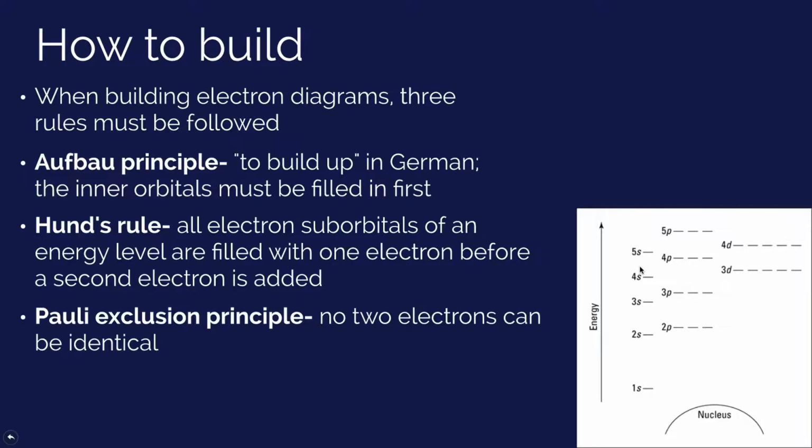And then finally, we have the Pauli exclusion principle. This is at its core saying that no 2 electrons can be identical. If they are in the same suborbital, they can't have the same spin state. So what that means is that we can't draw 2 arrows in the same direction in the same line on our energy diagram.